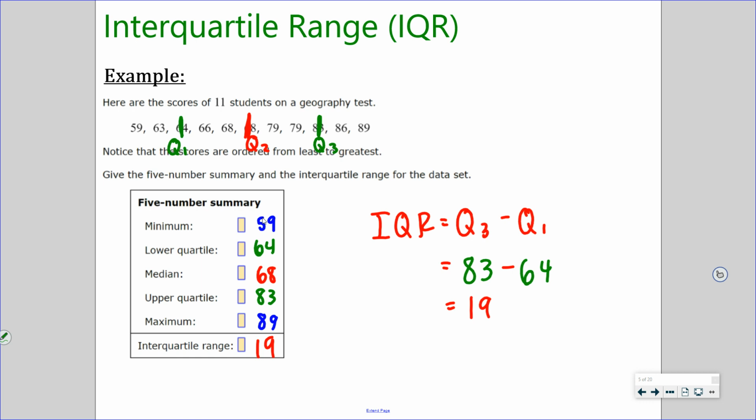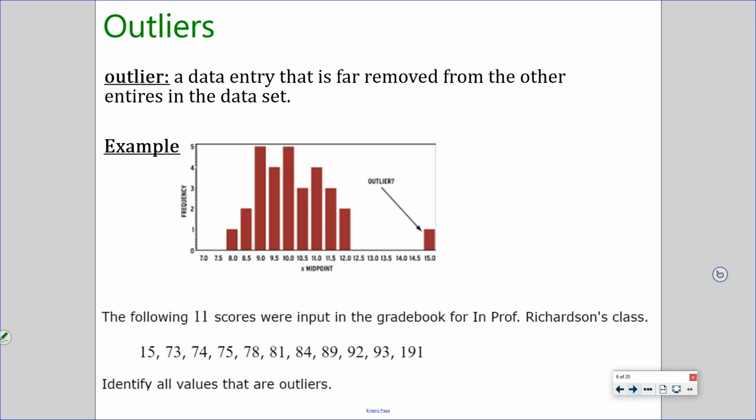We can use interquartile range to identify outliers in our data set. We're going to do one in a second, but let's first refresh what an outlier is. It's a data entry that's way above the highest or way below your min or max value. If we look here at how the data is all clustered together around some midpoint, we have this one extremely high value that's an outlier.